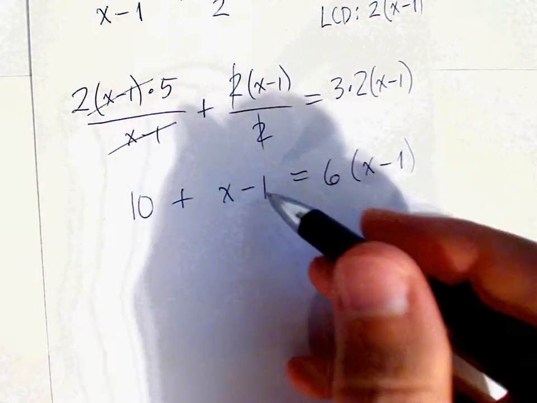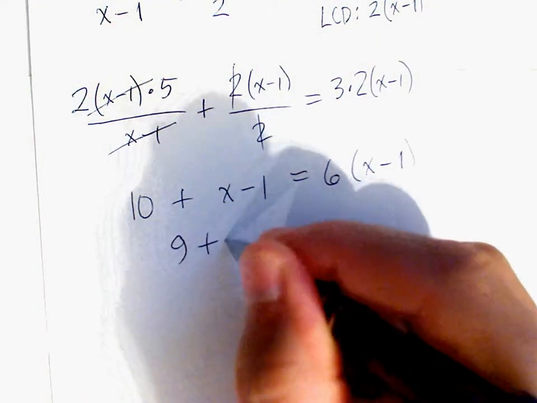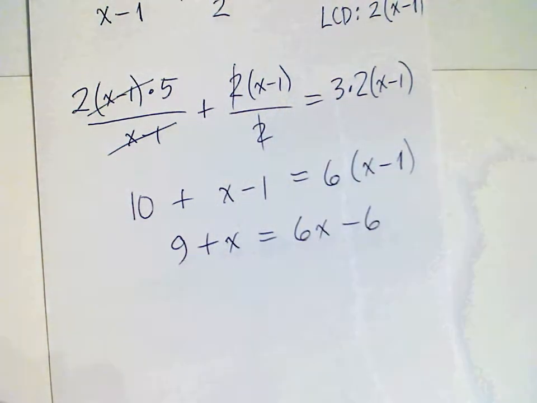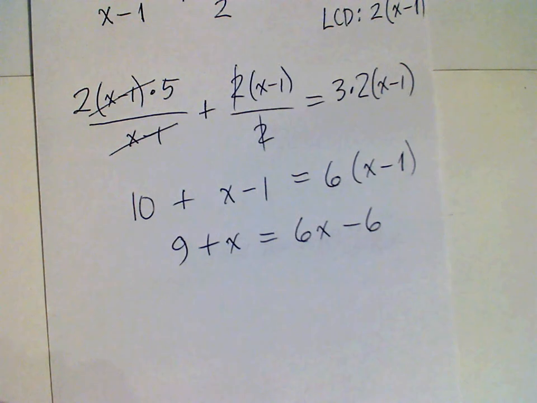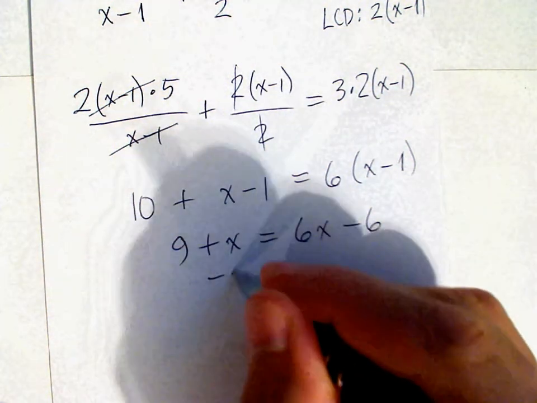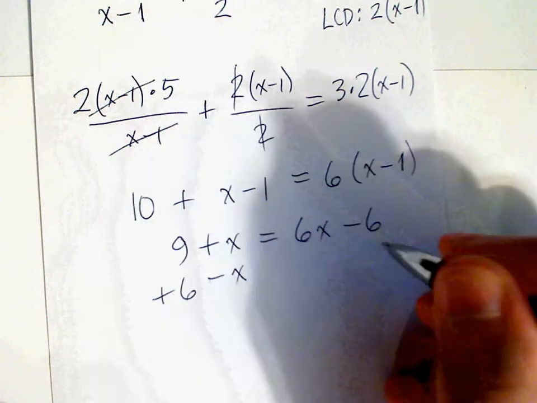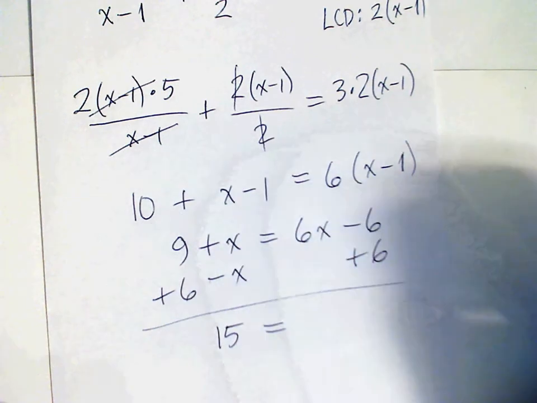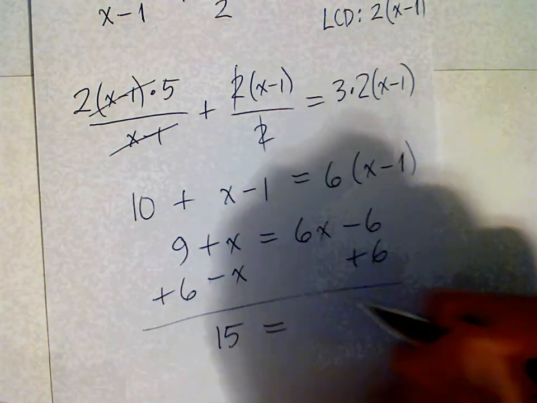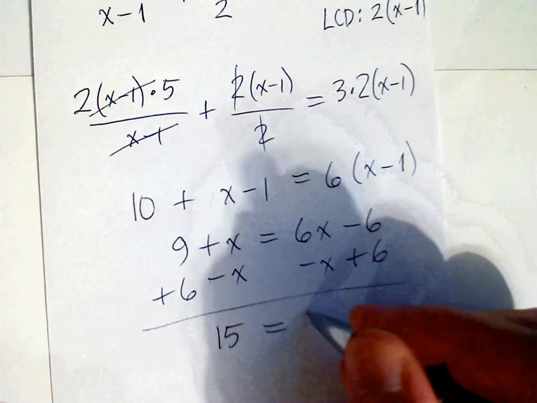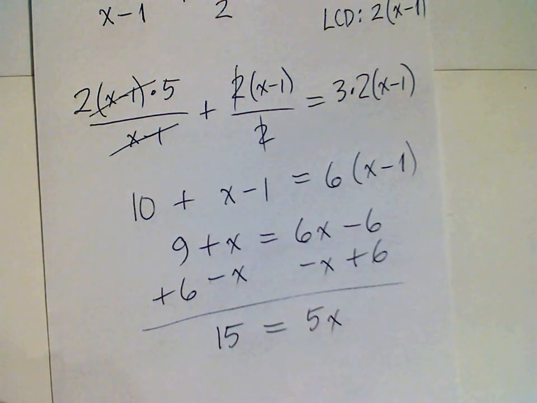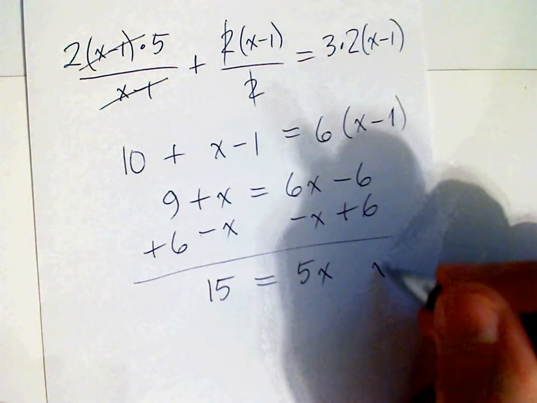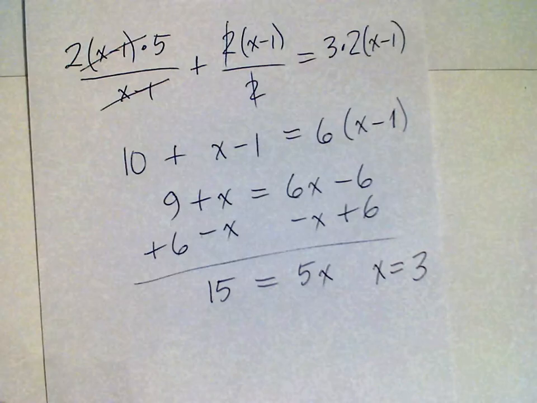Let's see, on the left we have 10 minus 1 is 9, so we have 9 plus x. And on the right side we have 6x minus 6. So let's subtract x and add 6. That will give us 15, and that will leave us with 5x on the right-hand side. And so then x clearly is equal to 3.